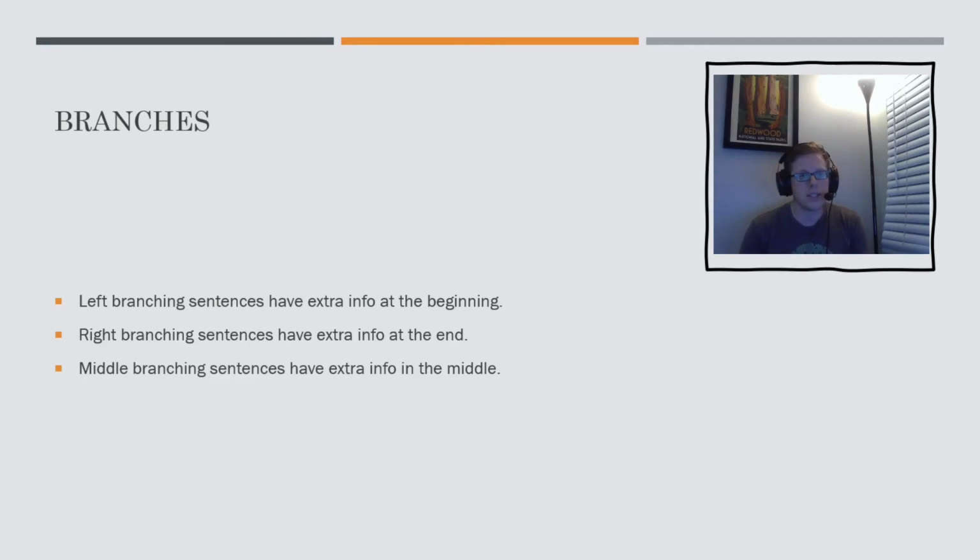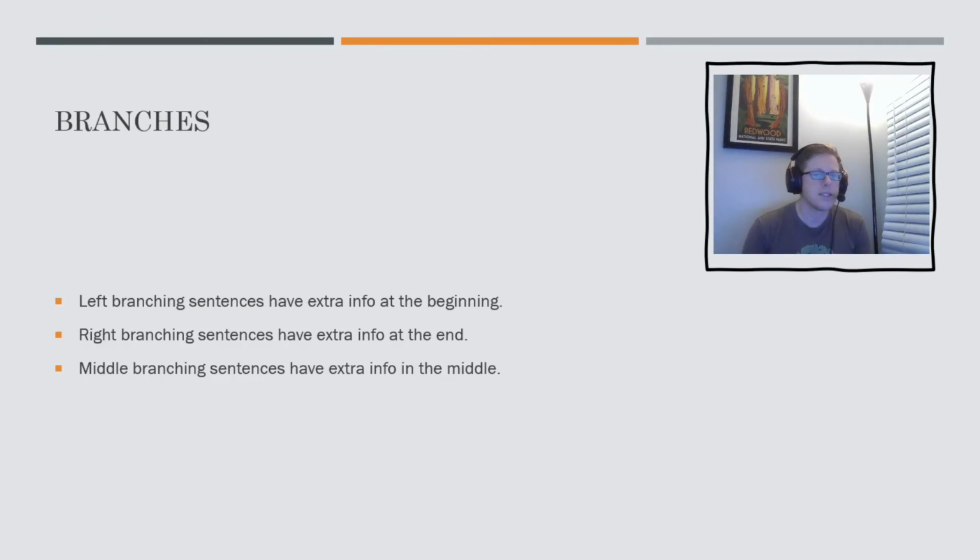Right branching sentences add phrases and clauses to the end of the sentence. They generally follow up the main idea of the sentence with extra and complicating information. Finally, there are middle branching sentences which have phrases and clauses in the middle of the sentence. These are stylistically valuable, but they do interrupt the flow of ideas, so can be distracting.